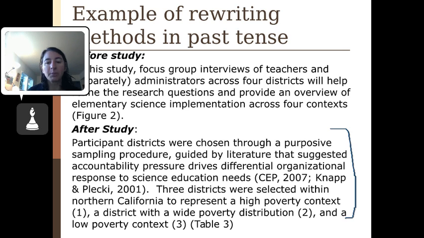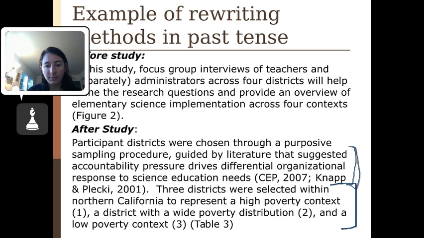Participant districts were chosen through a purposive sampling procedure guided by literature that suggested accountability pressure drives differential organizational response to science education. So here I'm justifying and labeling my sampling, the purpose of sampling. And if you want those labels, go back to my lecture on sampling. And then I'm citing the literature to say, hey, look, this is my justification of why I'm sampling this way.